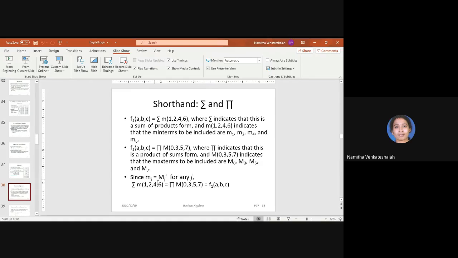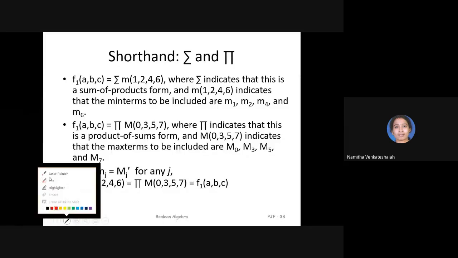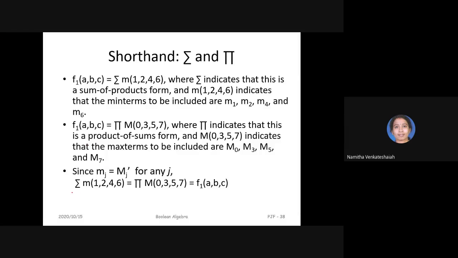So if you want to convert, you observe here, students, I'll make it slideshow from current slide. I want to convert this into product of max terms. 1, 2, 4, 6. So this indicates these min terms are 1. That indicates the other minterms are 0. So whichever the minterms are 0, those will come in product of max terms. 0 is not there, so 0 will come here. 3 is not there, 3 will come here. 5 is not there, 5 will come here. 7 is not there, 7 will come here.